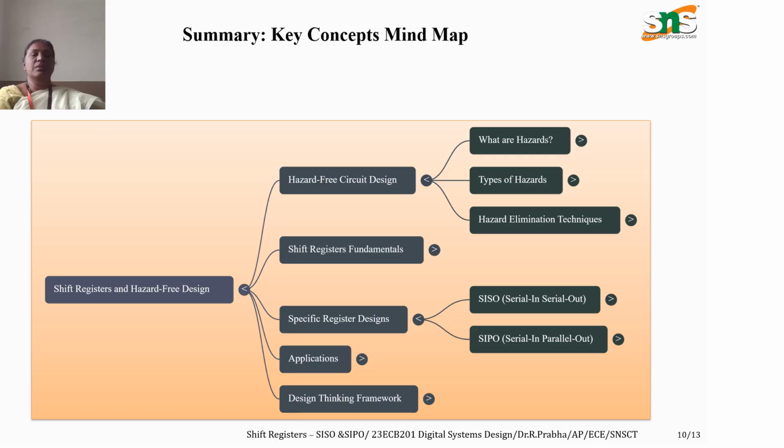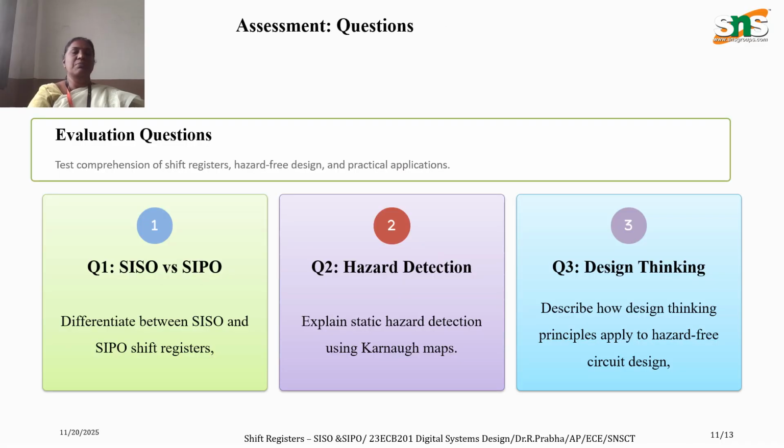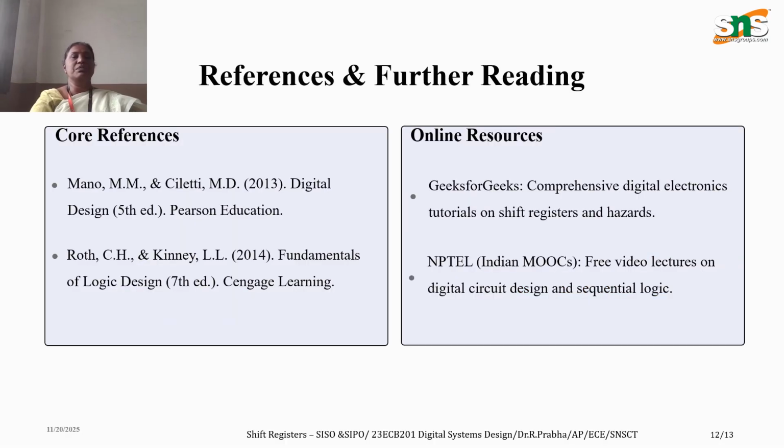So far we have discussed the hazard-free circuit design and the shift register fundamentals. The two types of shift registers we have seen are serial in, serial out and serial in, parallel out. And now the assessment questions. We can compare SISO and SIPO according to operation and architecture. For hazard detection, we can use the Karnaugh map, and the design thinking concept can be applied to hazard-free circuit design and also to the serial in, serial out and serial in, parallel out shift registers.